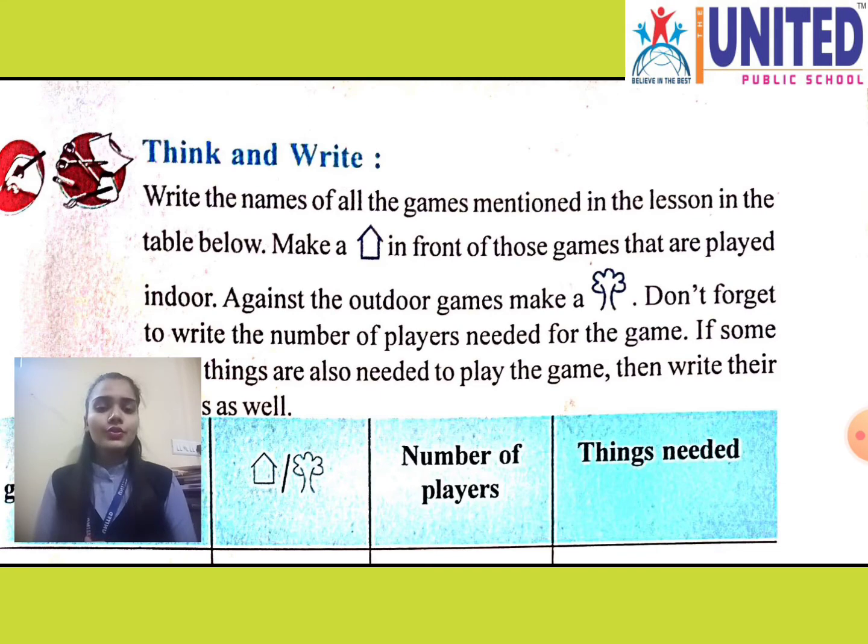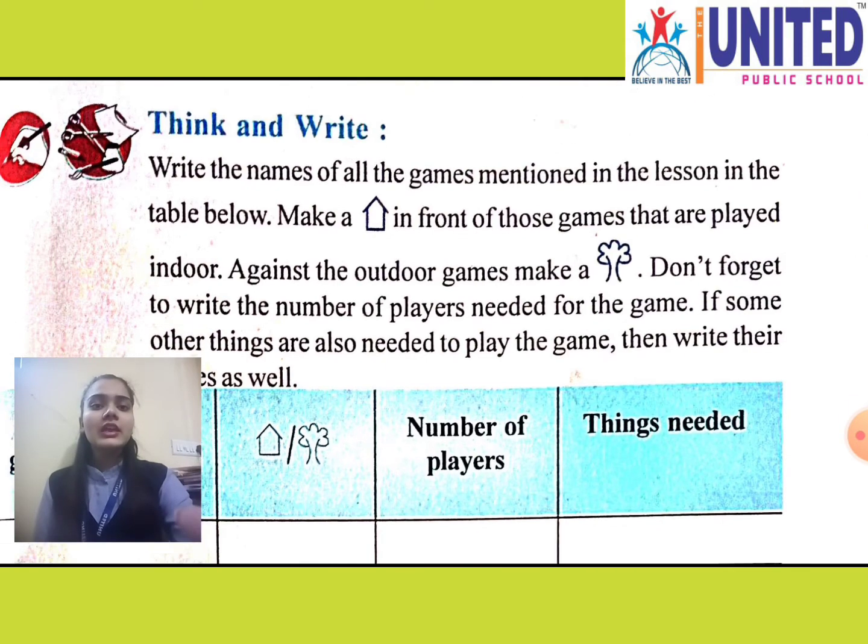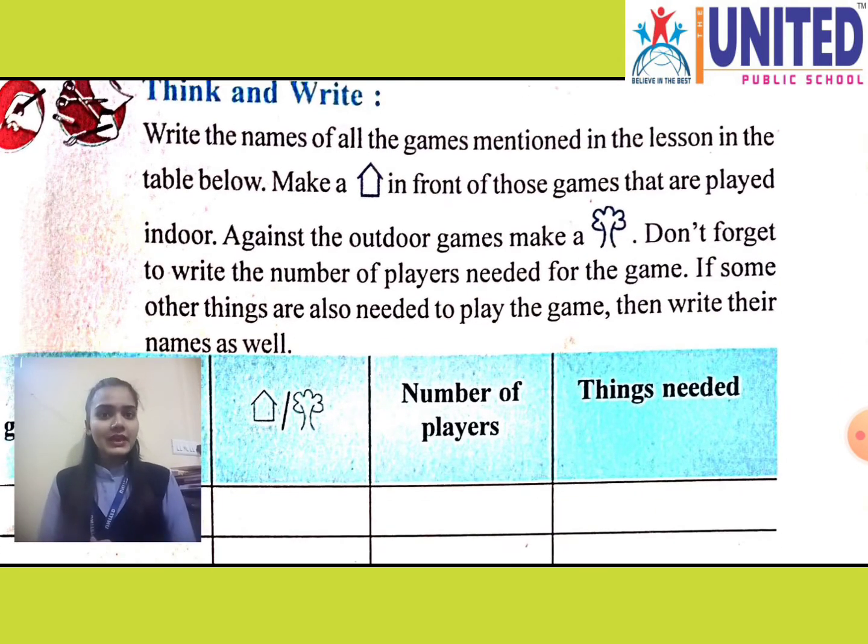Don't forget to write the number of players needed for the game. One more thing it is saying: don't forget to write the number of players needed for the game. If some other things are also needed to play the game, then write their names as well. So write their names also. So beta, you got it, what you have to do.